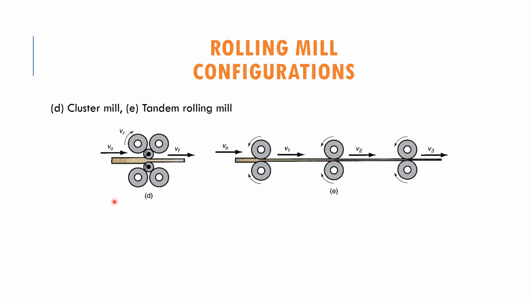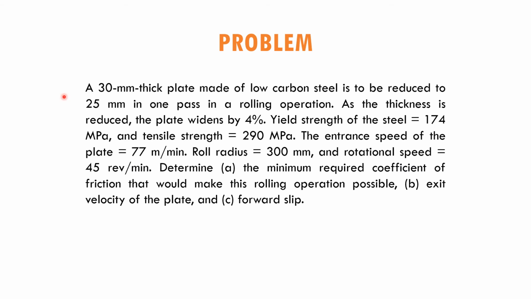Now here we see the cluster mill. You can see that there are 4 big rollers which will support the small roller over here, and we also have the tandem rolling mill. This one is for a continuous process, where there is a stack of 2 rollers here, but it is continuous, meaning that the material will go from one and then go directly to the next. So if you can see here, the thickness in between will start to reduce from one roller to another. Let us look into some problems.